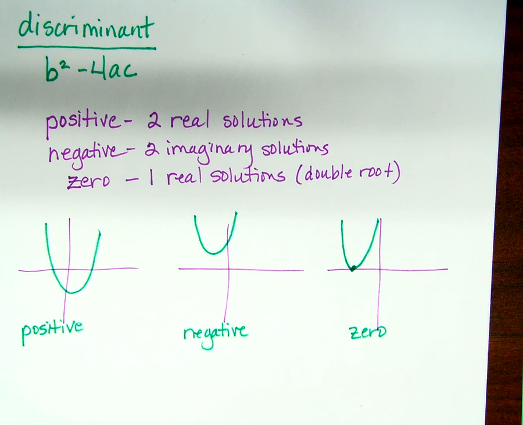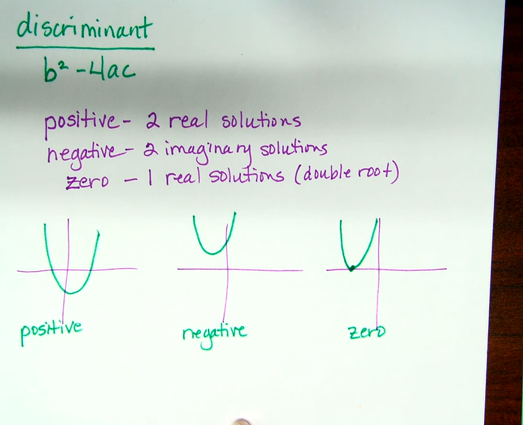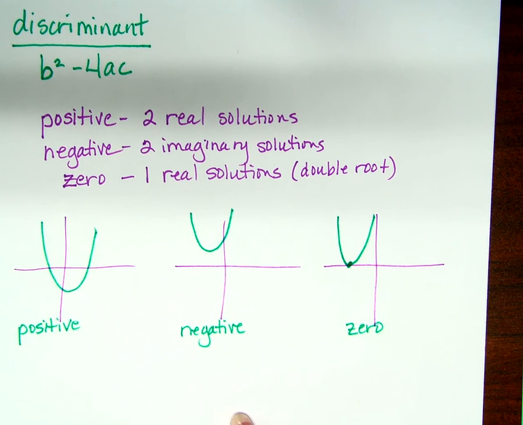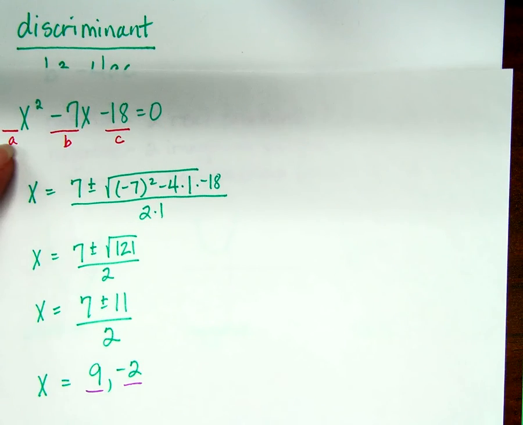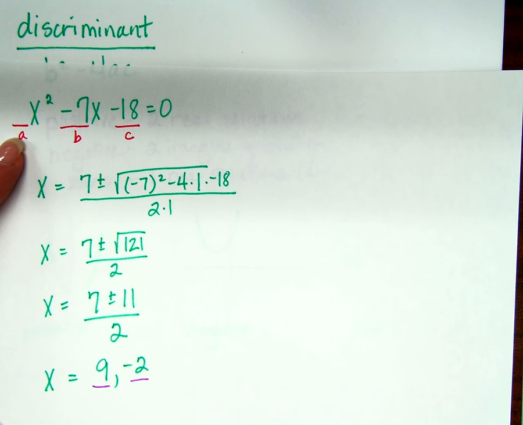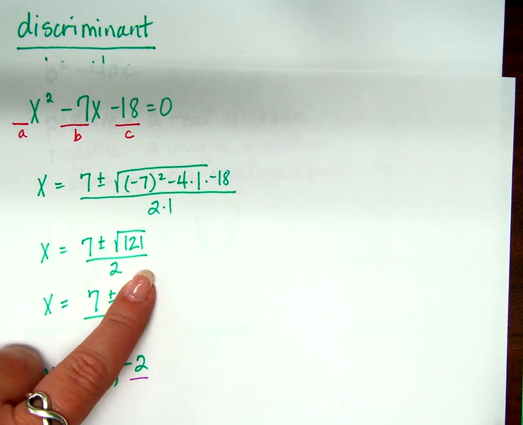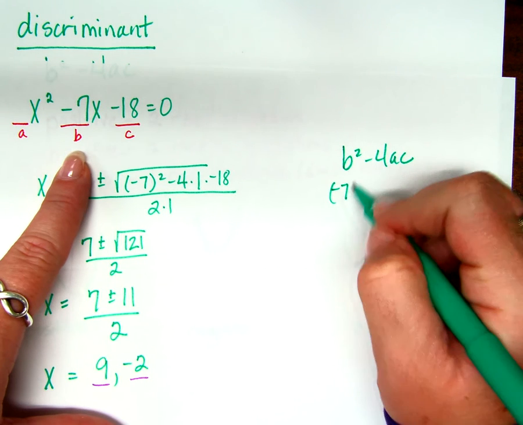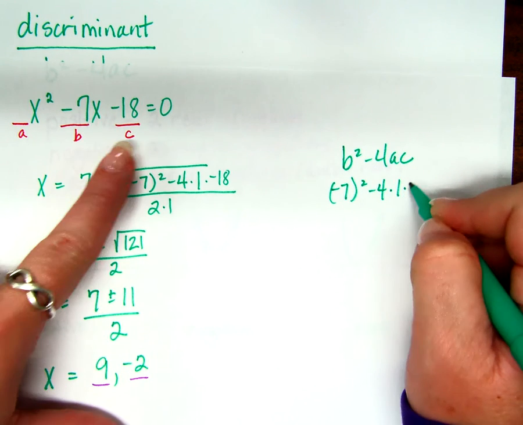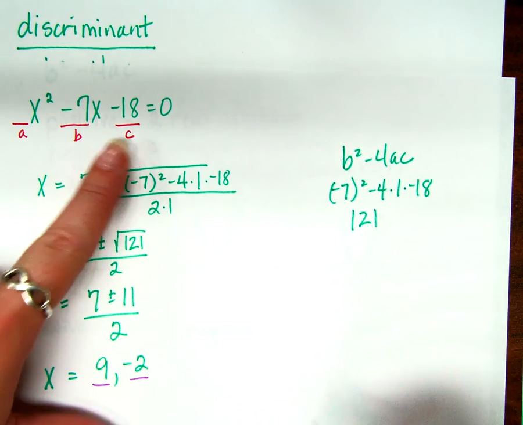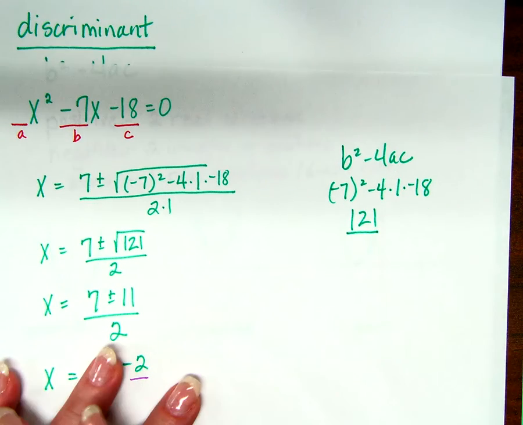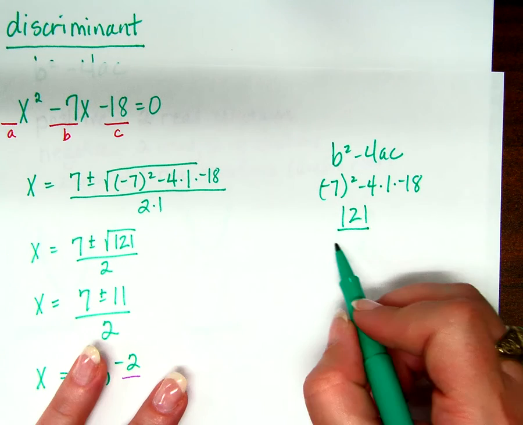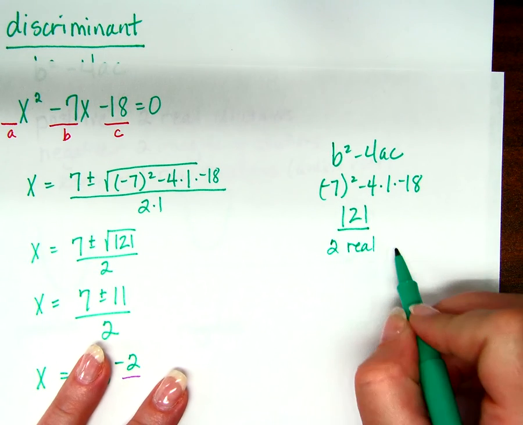Does that make sense? So what you're going to be asked to do is you're going to be given a quadratic equation, like x squared minus 7x minus 18, like this one we did earlier. And I'm going to say, what is the discriminant? Well, we kind of already did the math, but you're just going to have to do b squared minus 4ac. So you're going to have to do negative 7 squared minus 4 times 1 times negative 18 to know that it's 121. What does that tell you about the number of solutions there are? 2 real solutions.